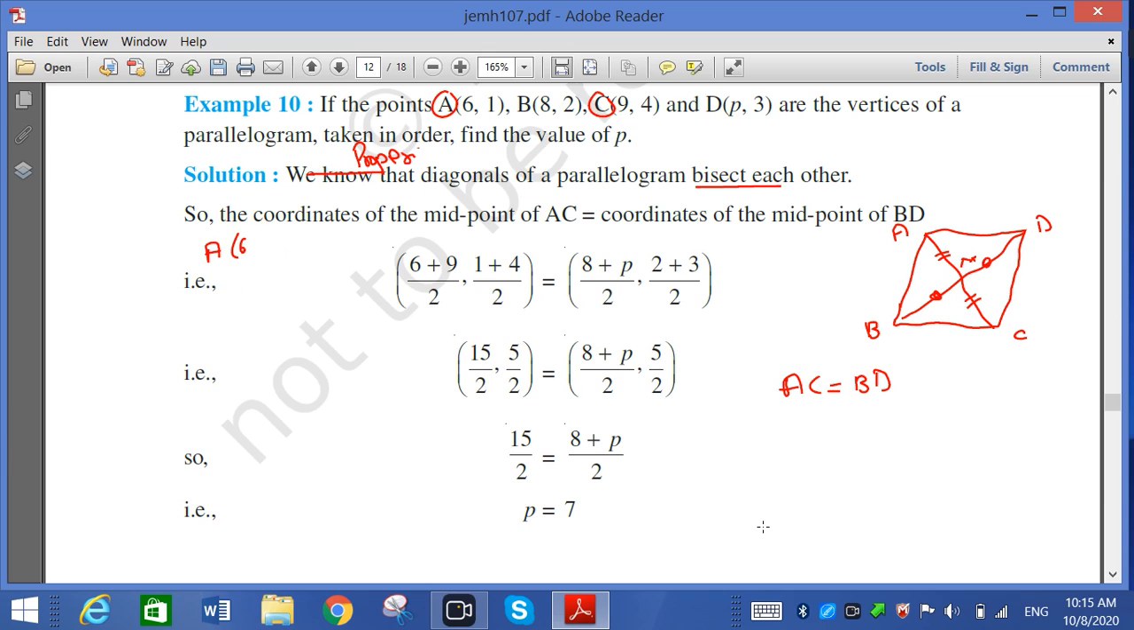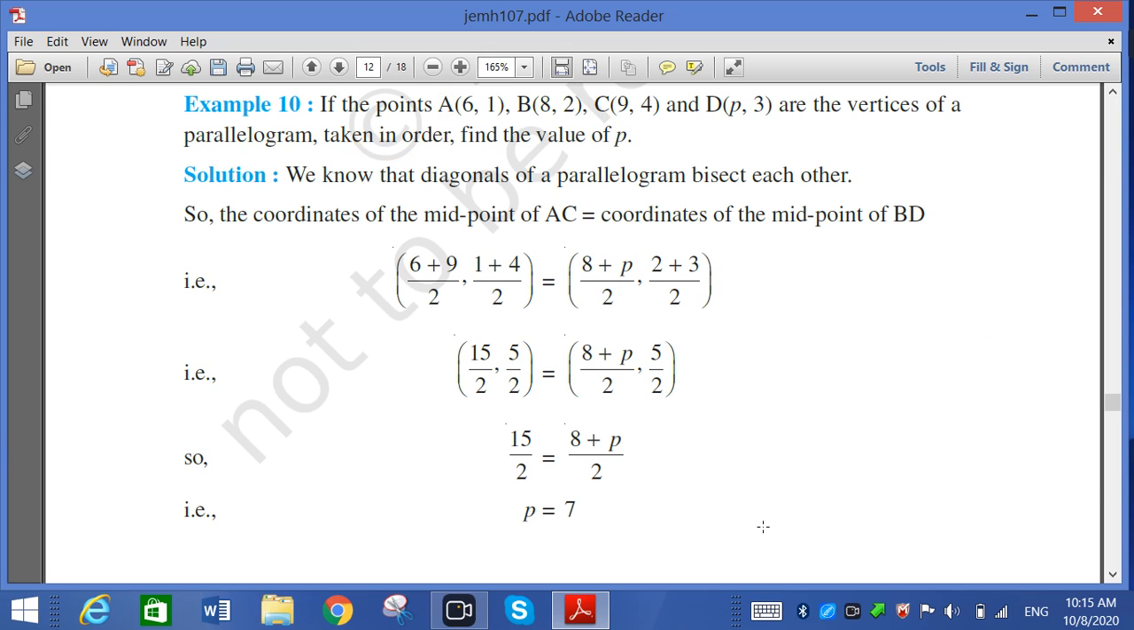So that type of sums are very easy. They can easily be asked in the board exam as 1-mark questions. It is easy, but the important thing is that the vertices are in order. If they are not in order, then there are 4 different possibilities, so we get 4 different answers in different ways. But if the coordinates are taken in order, there is only 1.